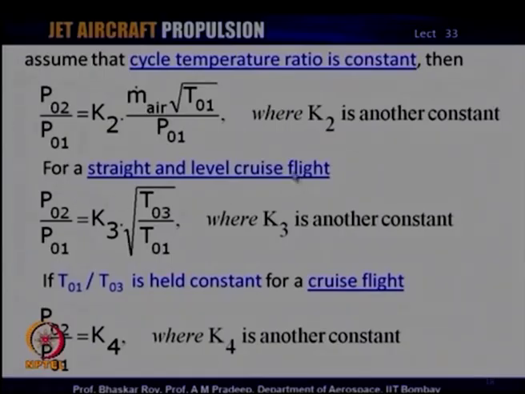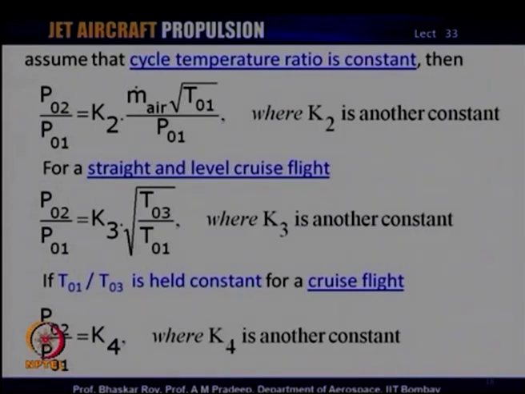Now, for a straight and level cruise flight, we can say that the cycle pressure ratio can be related to the cycle temperature ratio through another constant called K3. If, however, T01 by T03, that is the temperature ratio, is also held constant for a cruise flight, when the mass flow parameter is expected to be constant, so that has been taken out of the equation, then P02 by P01, that is your cycle pressure ratio, also becomes a constant.